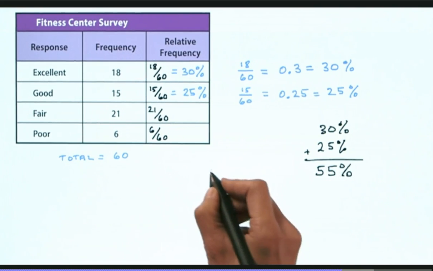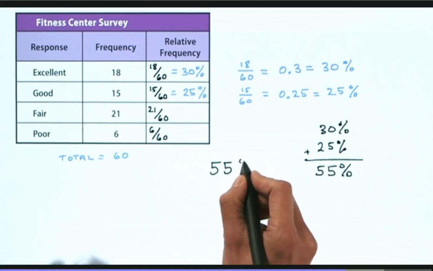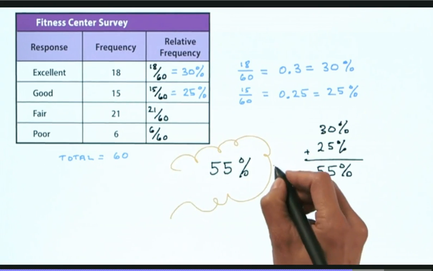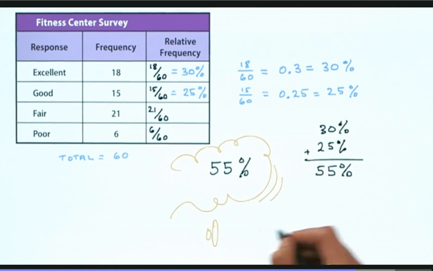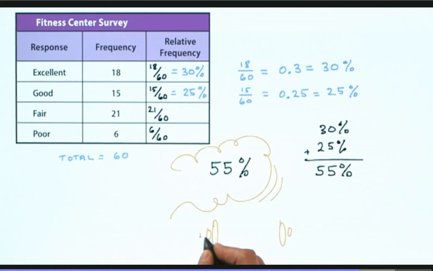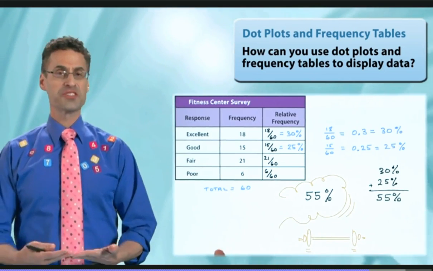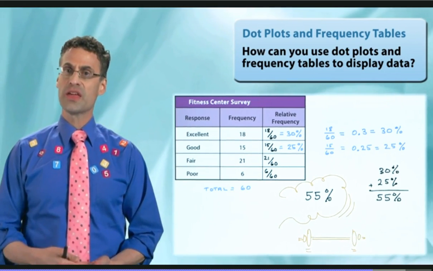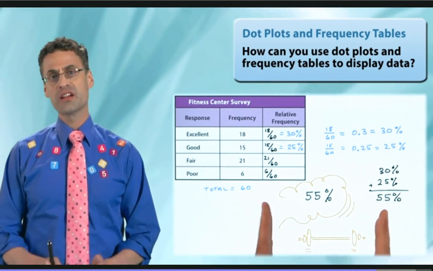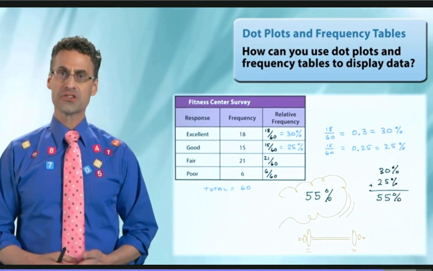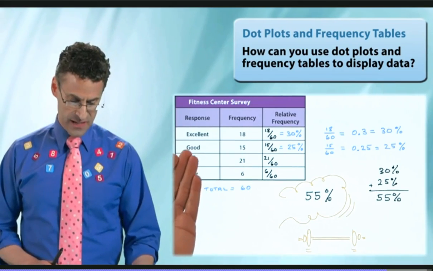And so that means that 55% of those members surveyed actually thought that the fitness club was either excellent or good. I'm trying to do a fitness club little thing here at the end. Excellent. Now that actually has meaning to us. 55%, for example, I recognize as being a little bit greater than 50%, and 50% means half. So therefore, we could conclude that more than half of those individuals surveyed rated the fitness center as either excellent or good. That's the power of statistics.